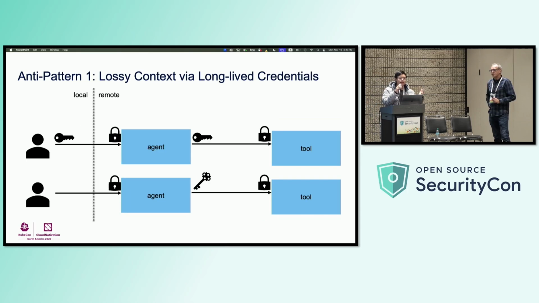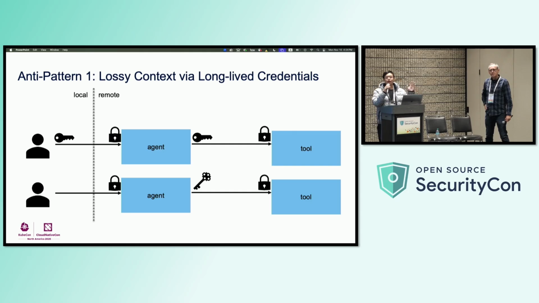So let's look at some examples to learn what to do and what not to do. The simplest case is when a user gives their API key to the agent, and the agent just passes the same key to the tool. The issue here is that the user is delegating full control to the agent. And from the tool's perspective, it can't tell who is making the request, the user or the agent. To the tool, it's the same. It receives the same API key. We've lost some context.